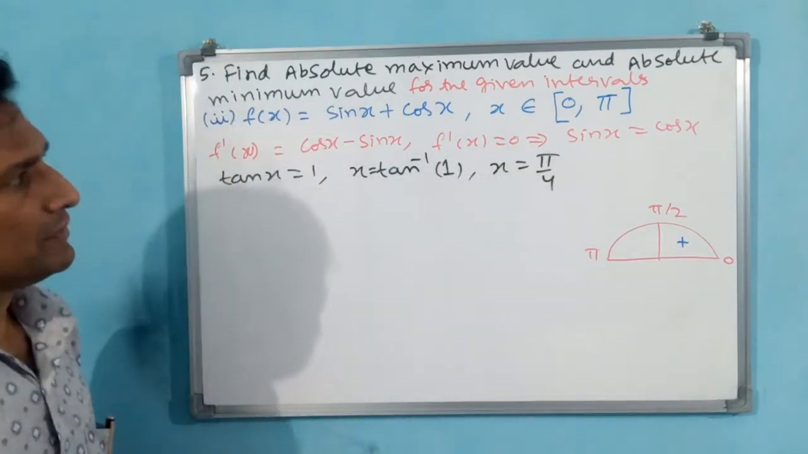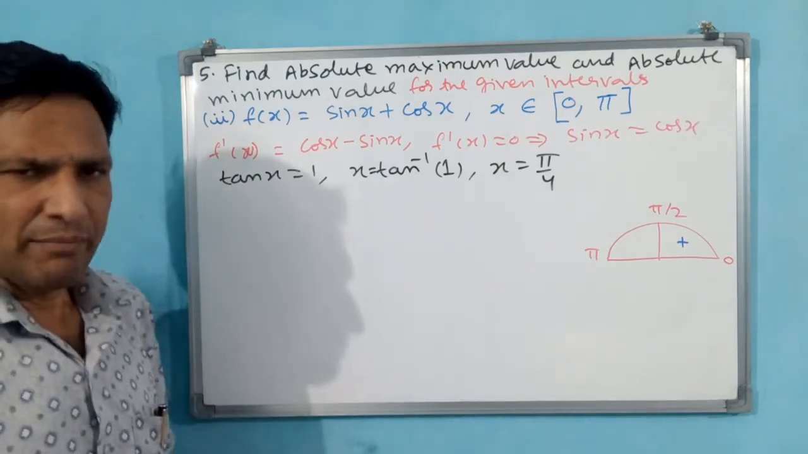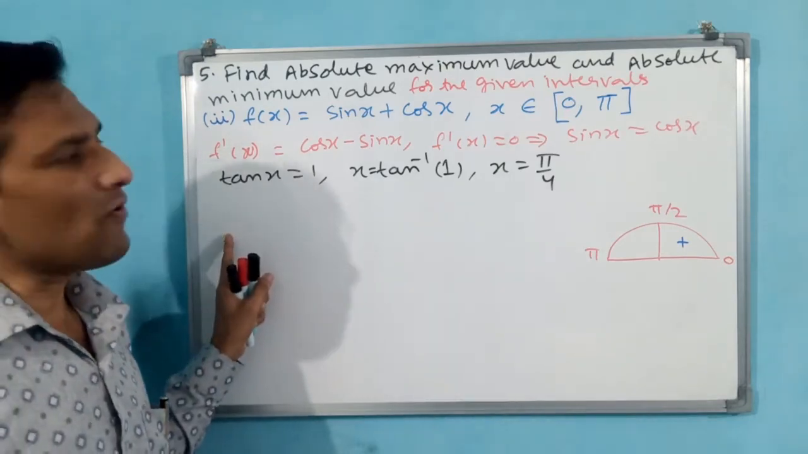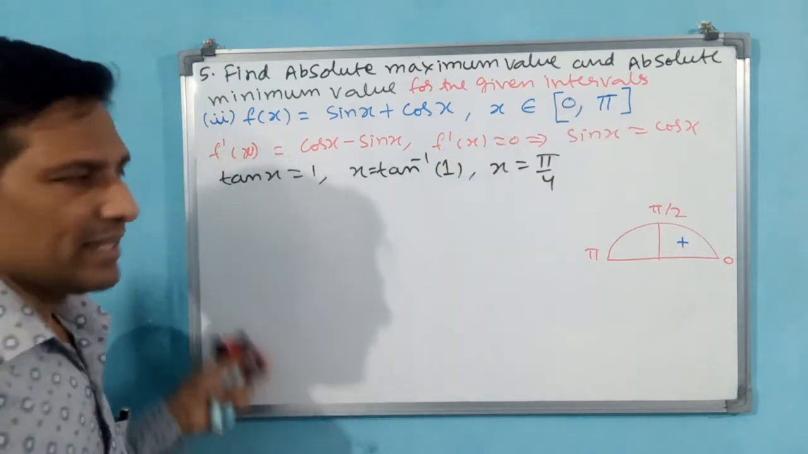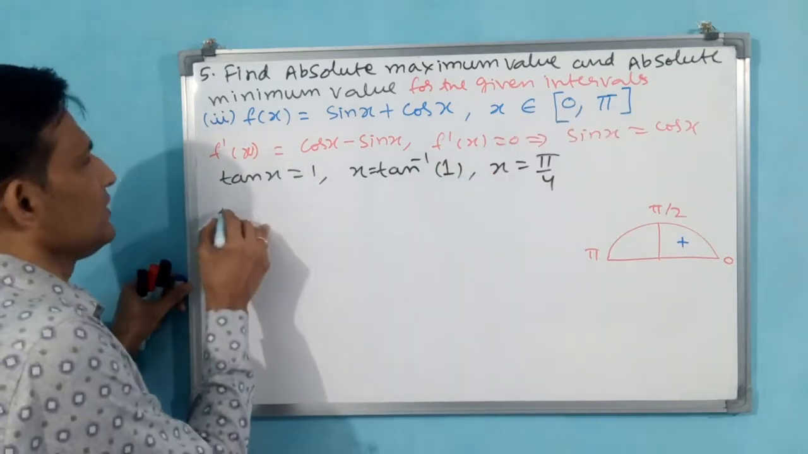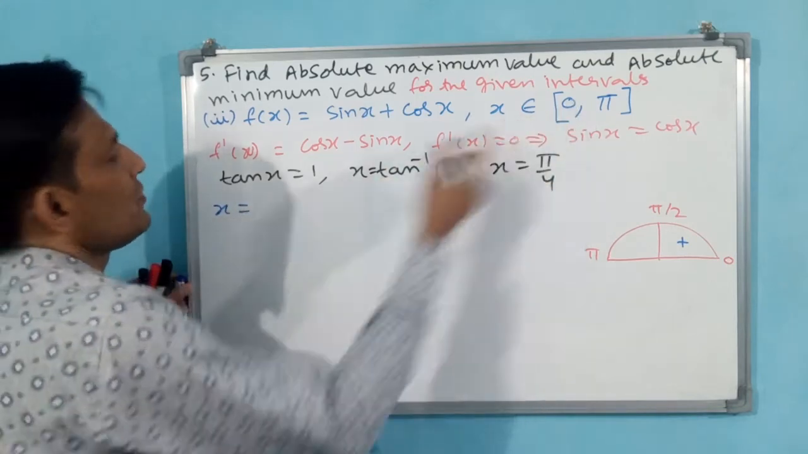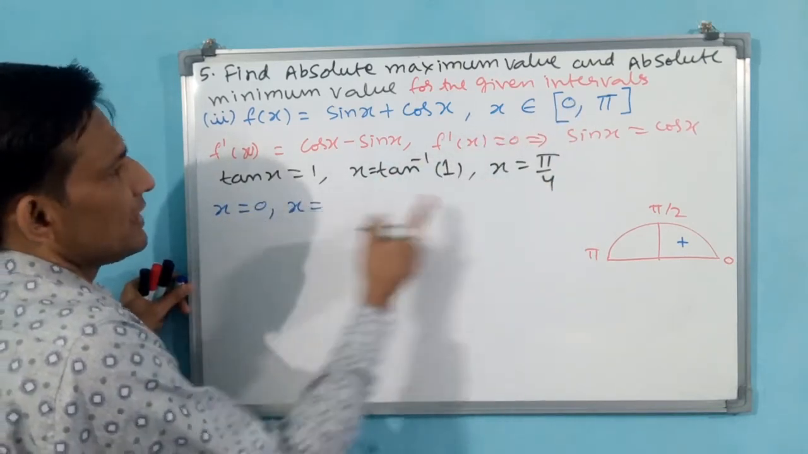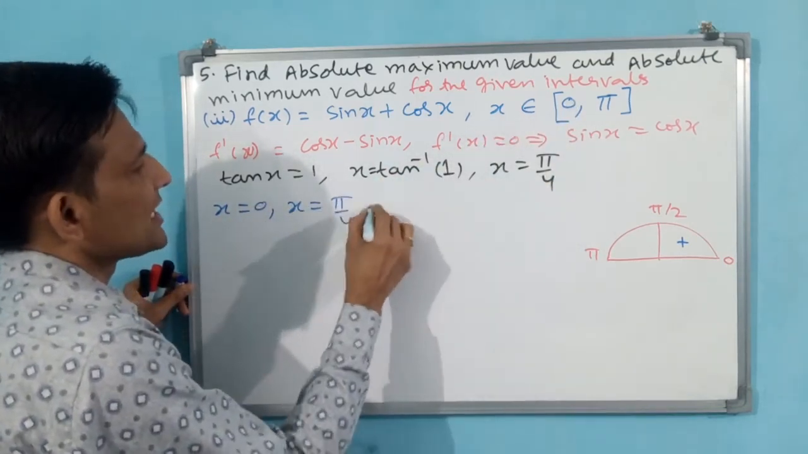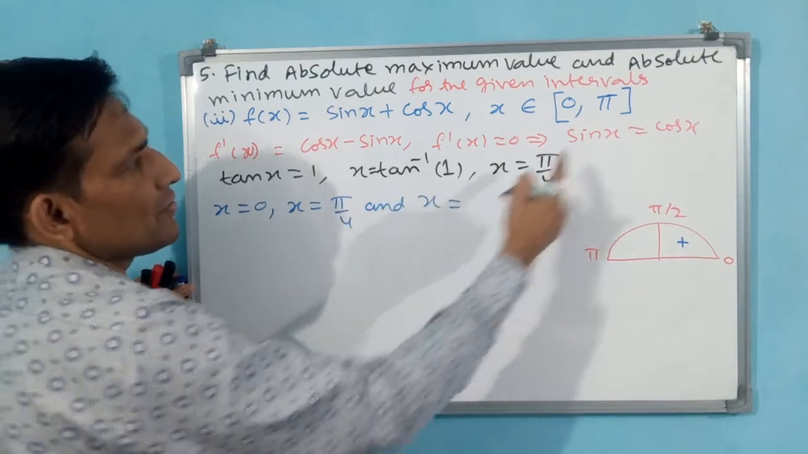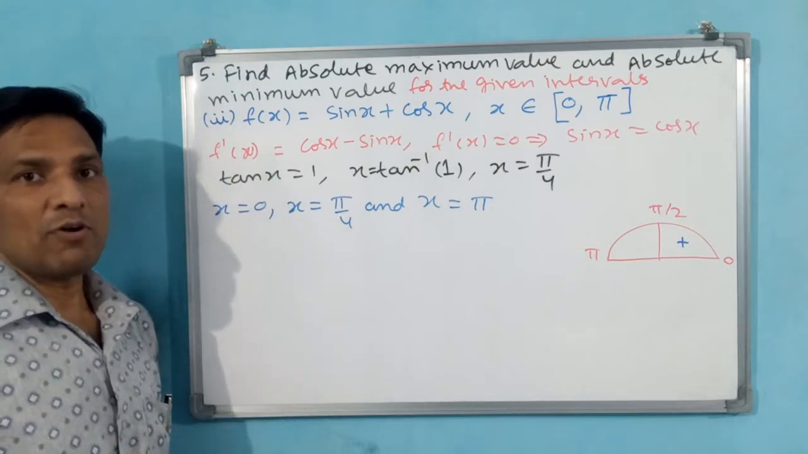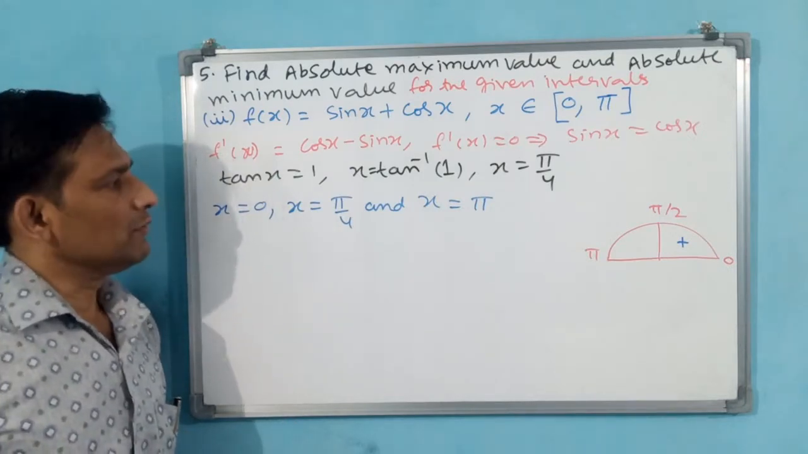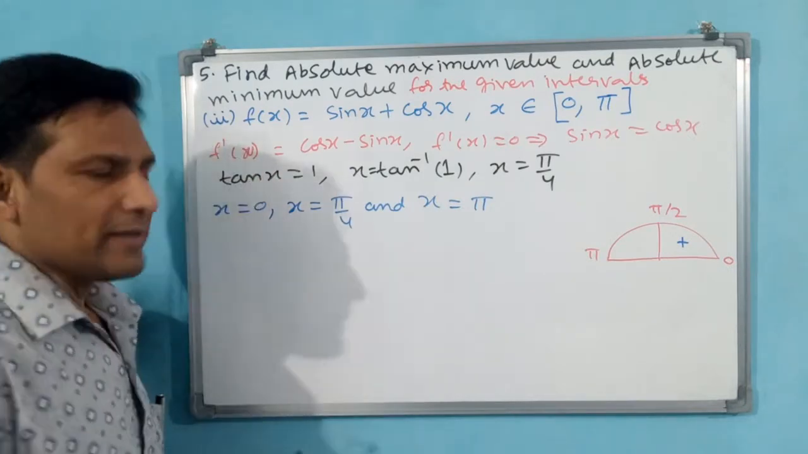Okay. See, this is critical point, but even then you have to find f of 0, f of pi by 4, f of pi. Then you have got x, three values. You see, x I am writing. X is equal to 0, comma, x is equal to pi by 4, and x is equal to pi. You understand now? How we have got? Okay. Then you find all the three values.